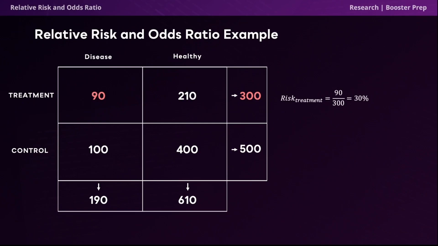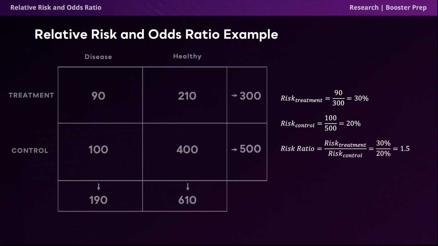This is 90 divided by 300, which is 30%. Now the risk of the control group is the number of people in the control group who have the disease divided by the total number of people in the control group. This is 100 divided by 500, which is 20%. The risk ratio then compares these two values by dividing the risk of the treatment group by the risk of the control group, which is 1.5.